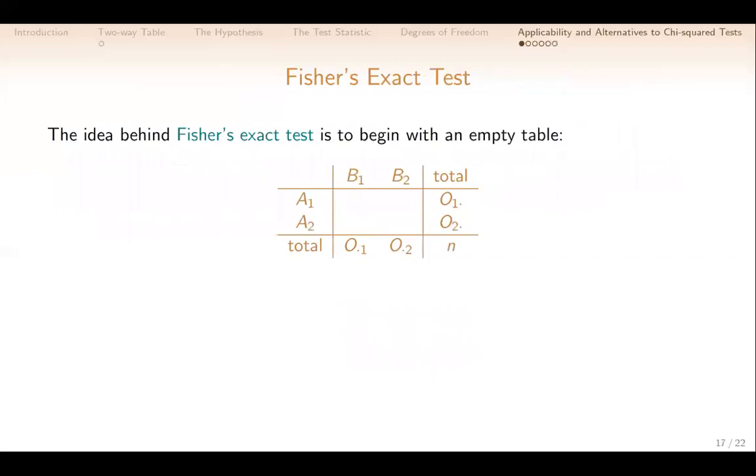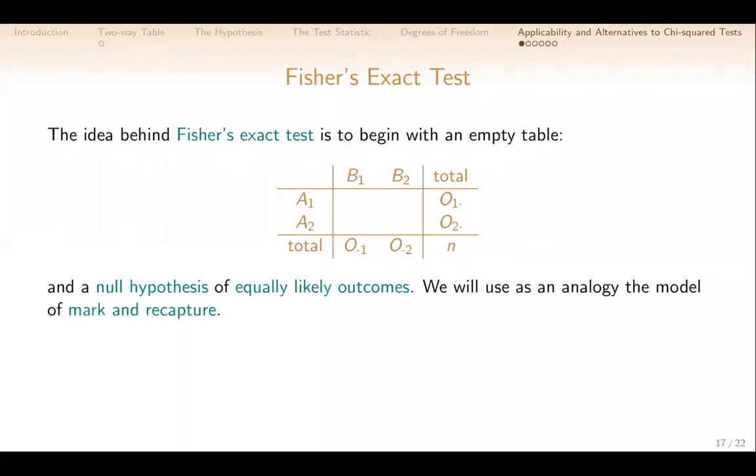So the idea behind Fisher's exact test is to begin with an empty table with the marginals filled in, and the null hypothesis of equally likely outcomes. That is, I'm going to make all the ways that I can fill in B1 and B2 so that the marginals give me the same things have equal likelihood. And what I'm going to do is turn mark and recapture on its head.